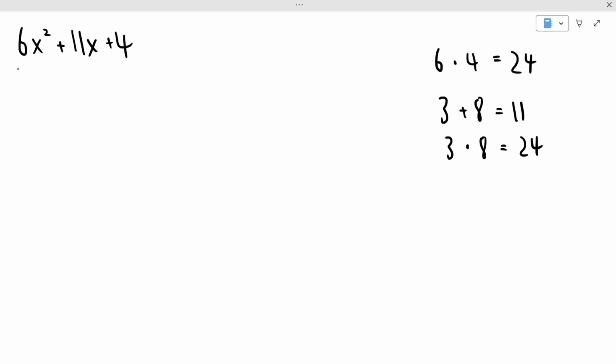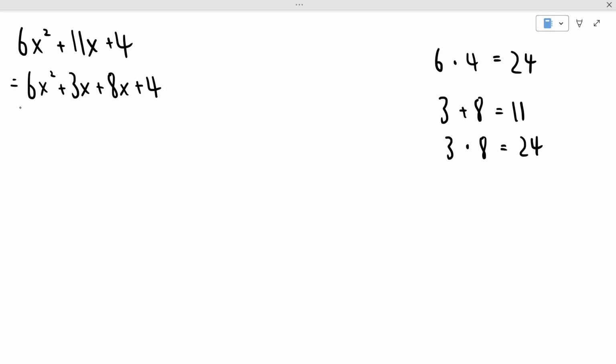What we need to do now is split the middle term using the two numbers we found, which were 3 and 8. This means we have to split 11x into 3x plus 8x. So we can rewrite the expression as 6x squared plus 3x plus 8x plus 4. So we can see that 3x plus 8x is equivalent to 11x in the original expression. The reason why we needed the two numbers to add to 11 in the middle term is so that we could split the term in this way.